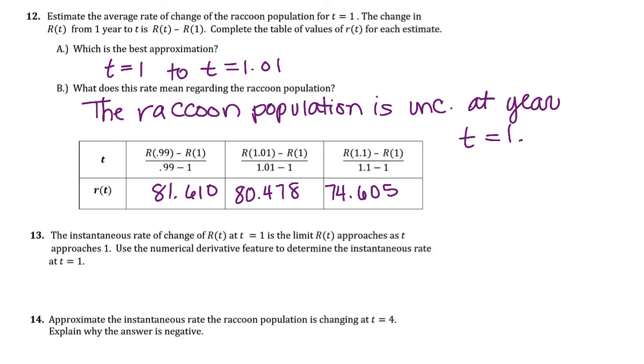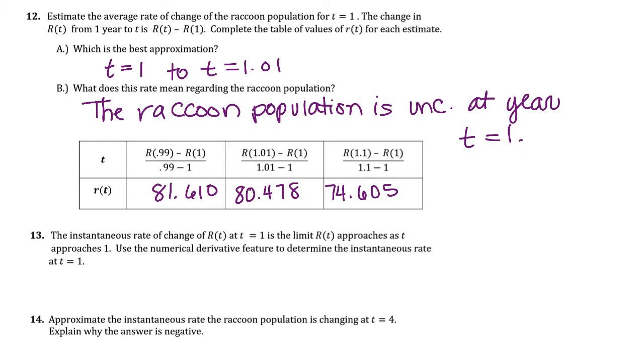Okay, so now let's look at 13. It says the instantaneous rate of change, R'(t) at t = 1, is the limit of R(t) as t approaches 1. So use the numerical derivative feature to determine the instantaneous rate of change.